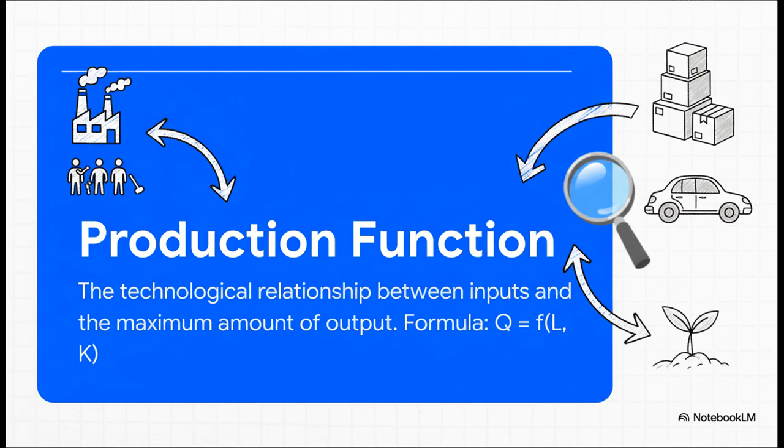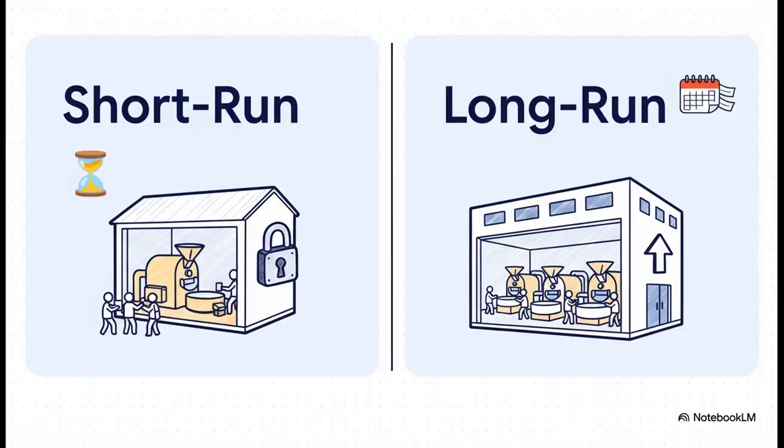It says, hey, with the technology you have right now, if you put in this much labor and this much capital, you're going to get this much output. Simple as that. And this recipe idea leads to a really important split in how businesses think and plan. You've got the short run versus the long run. See, in the short run, at least one of your ingredients is fixed. You're kind of stuck with it.